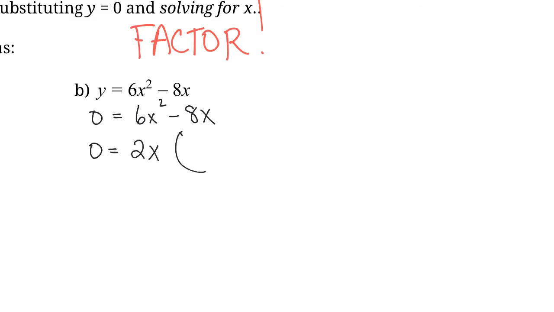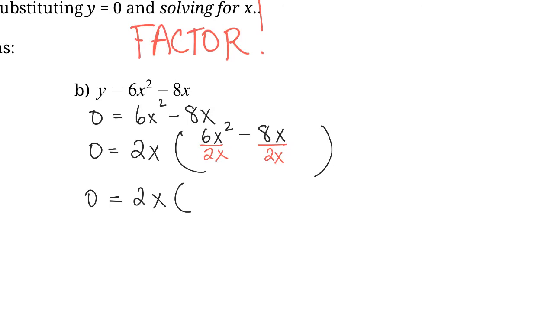So I'm going to make myself a bracket. I'm going to recopy the original equation, and each term in my equation is going to get divided out by my common factor. So that's going to leave me with 3x minus 4. So my final factored answer is 2x multiplied by 3x minus 4.